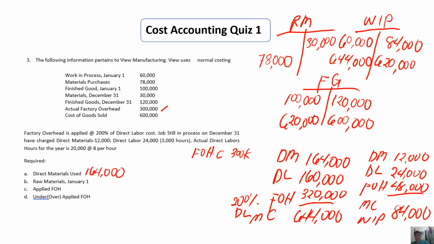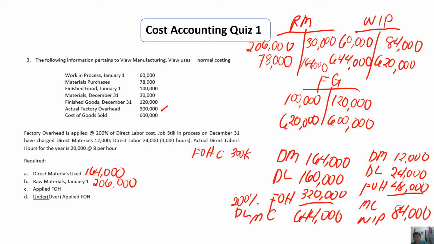Lagay natin dito 164,000 pesos. Paano naman natin i-compute yung ating raw materials beginning? Dahil meron na tayong direct materials used na 164, isingit ko lang dito 164,000. Ito na lang yung nawawala, beginning. So 30,000 plus 164,000 minus 78,000, which is the raw materials purchase. So the raw materials beginning will be 206,000 pesos. Lagay natin dito 206,000 pesos.